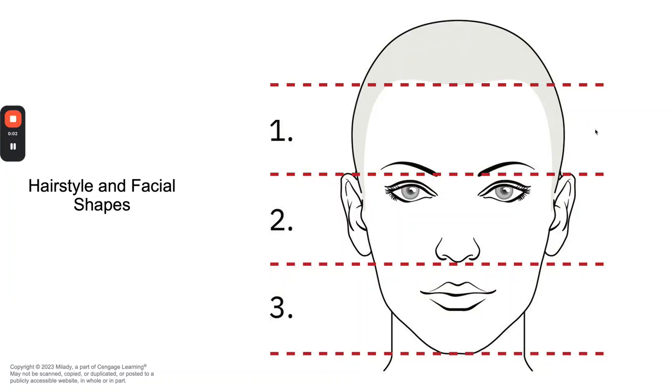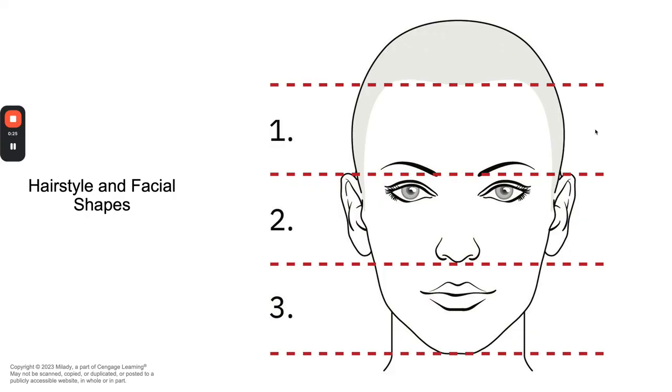Okay, guys, today we're going to cover the third portion of Chapter 9, Principles of Hair Design. So we're going to cover hairstyle and face shapes for Objective 7, profiles and proportions for Objective 8, and special considerations such as sideburns for Objective number 9.